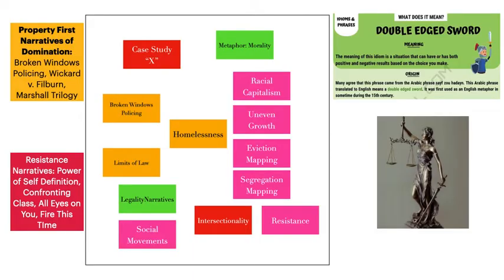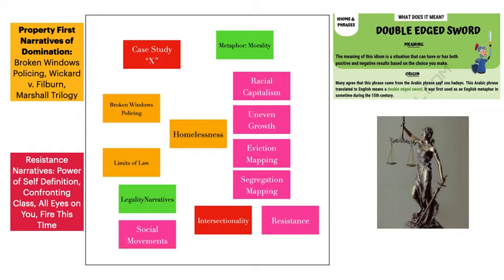So I wanted to put this all on one slide so you could see how everything works together. So the property first narratives in orange, those represent the dominant view, or law as a game. And you can see that very clearly in the broken windows reading, the Wickard versus Filburn, and the Marshall Trilogy cases, where you see there's a formal law that is to the benefit of those who have access to the law, who have property, and who quote unquote know the rules of the game because they've gone through this game many times.